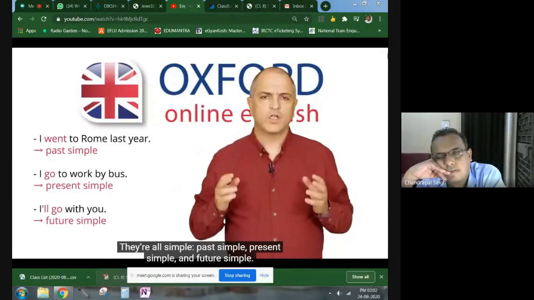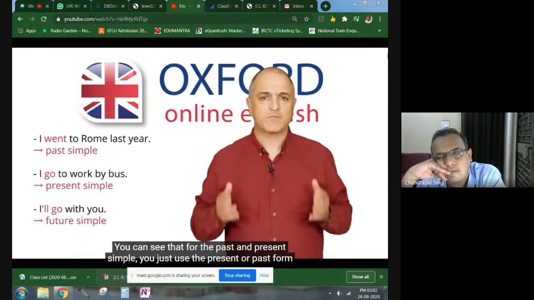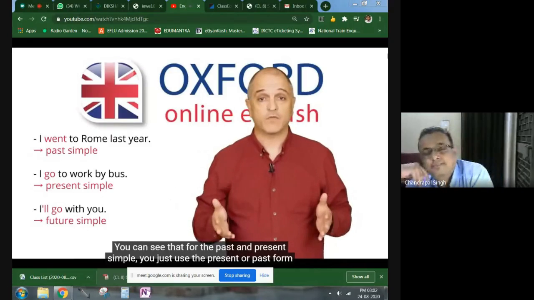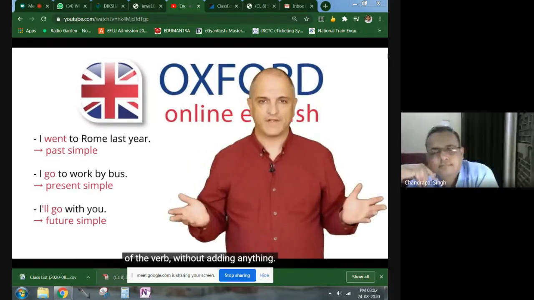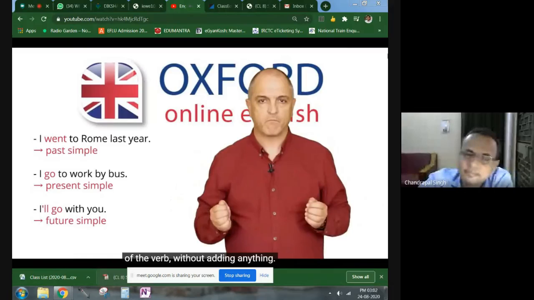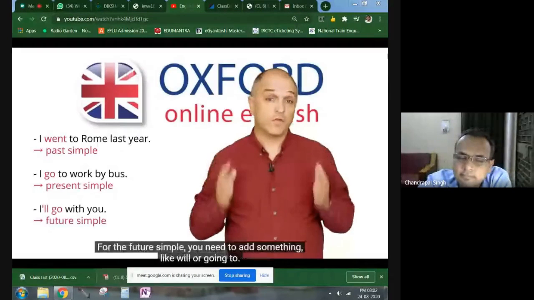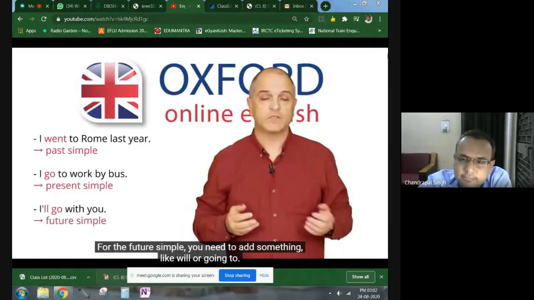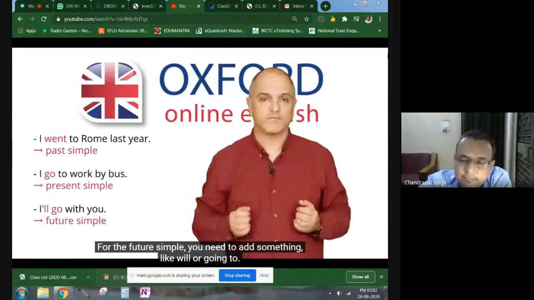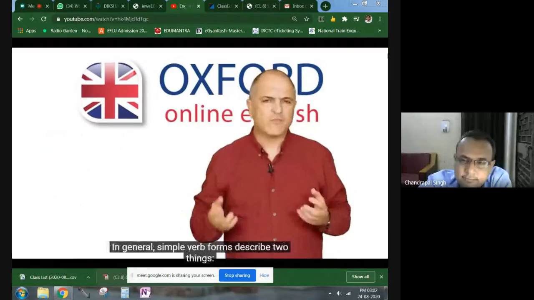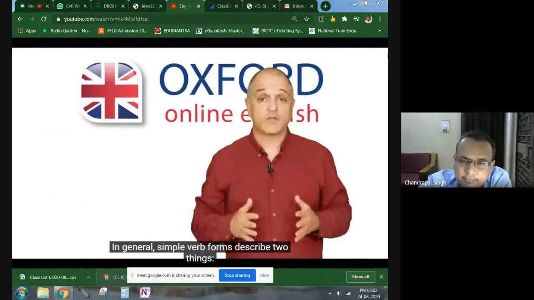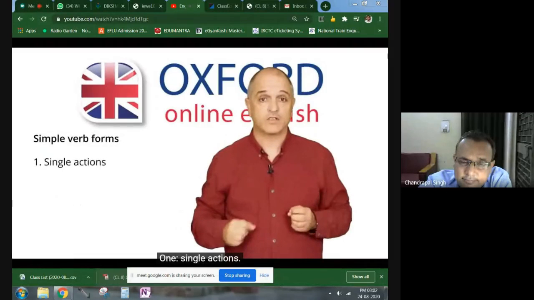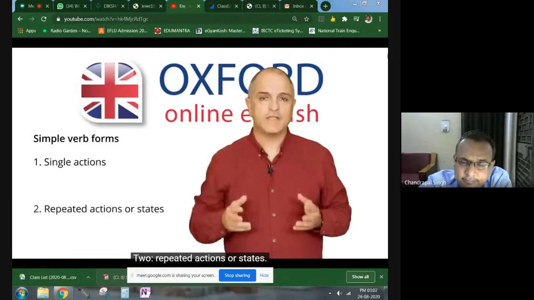You can see that for the past and present simple, you just use the present or past form of the verb without adding anything. For the future simple, you need to add something, like will or going to. In general, simple verb forms describe 2 things. 1, single actions. 2, repeated actions or states.